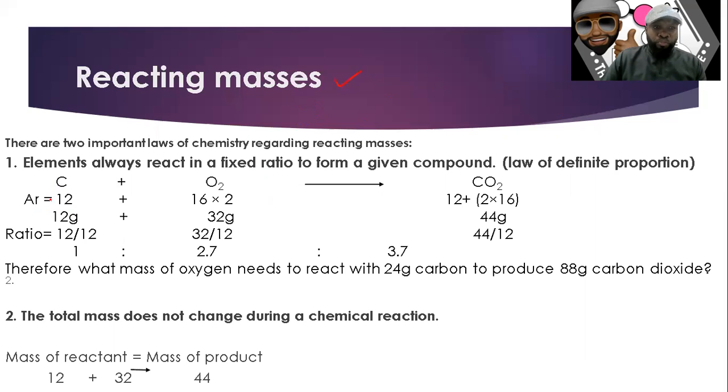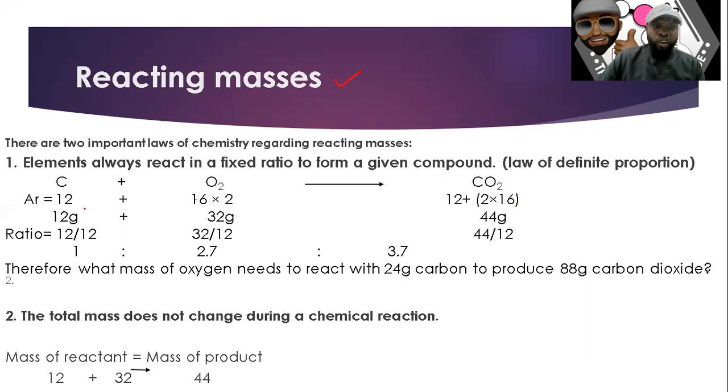So let's work out what that fixed ratio, or definite proportion, is. The Ar value for carbon is 12. The Ar value for an oxygen atom is 16. So for an oxygen molecule, which contains 2 atoms of oxygen, it would be 16 times 2, which gives you 32. For carbon dioxide, we've just completed how to calculate the relative molecular mass of a compound: 12 for carbon plus 2 times 16 for our 2 oxygens. That would give us 44.